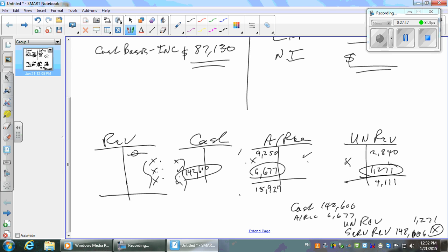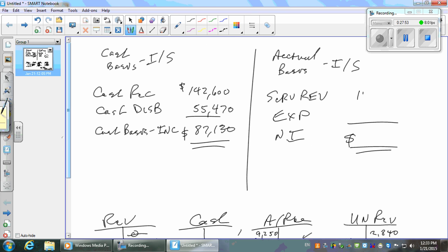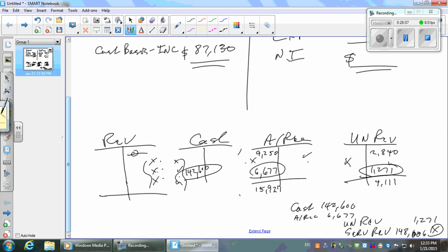What service revenue is from an accrual basis. 148,006. This is not hard, is it? Get your head around this stuff. Okay, what's going on? And by the way, do you understand deferrals and accruals if you can do this? Yeah, pretty much there. It's the nice thing about messing with this.